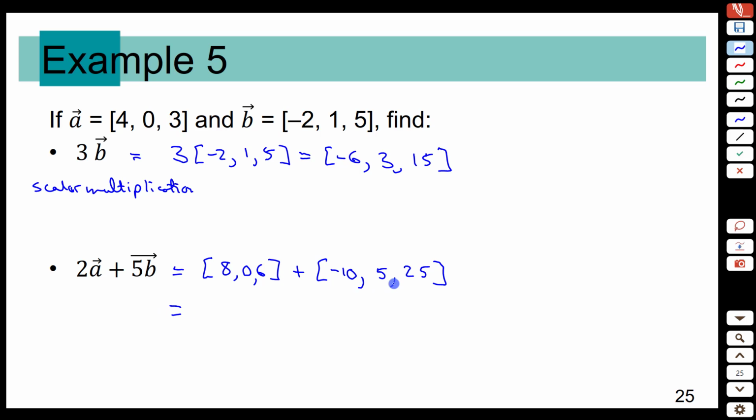And then we would add those two vectors now that they've been computed. And we'd have 8 minus 10, minus 2. 0 plus 5 is 5. 6 plus 25 is 31.